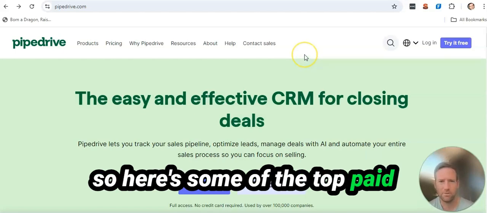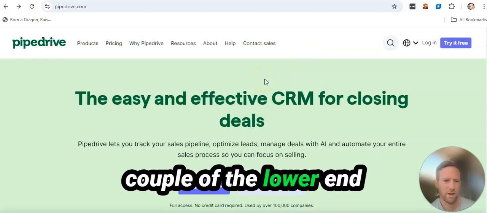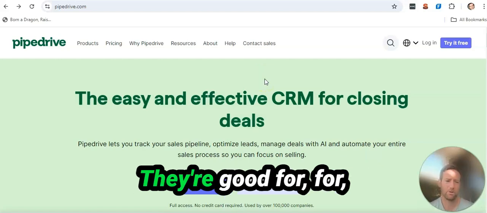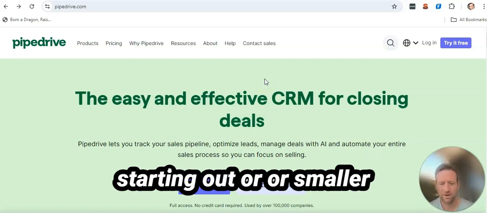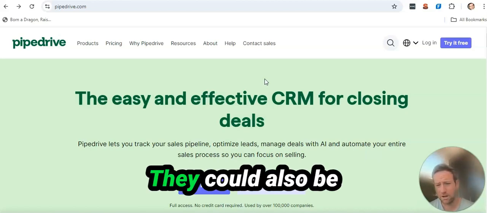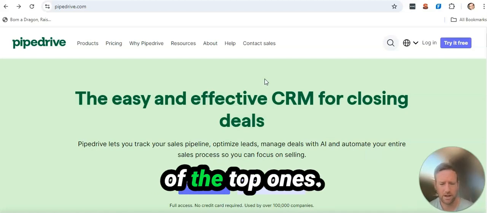So here are some of the top paid tools that might be better alternatives to Google Sheets, starting at kind of a couple of the lower end tools. And when I say lower end, I don't mean bad, they're just less expensive. They're good for more or less starting out or smaller lead gen operations, but they could also be scaled up to more enterprise work. So Pipedrive is one of the top ones.